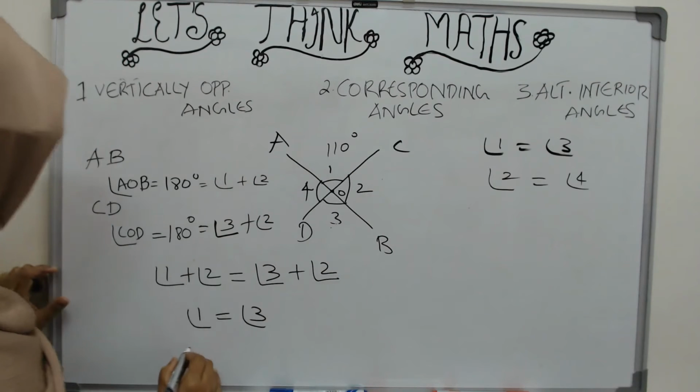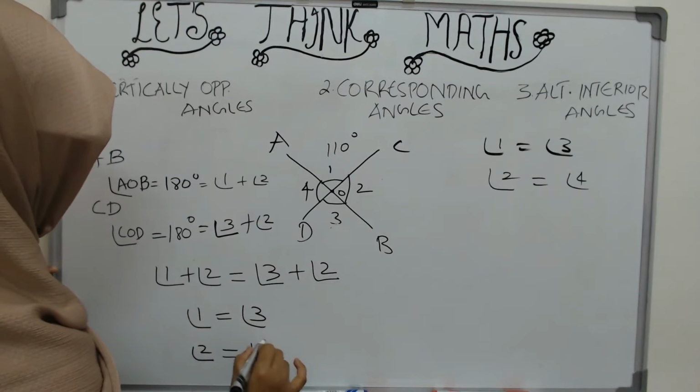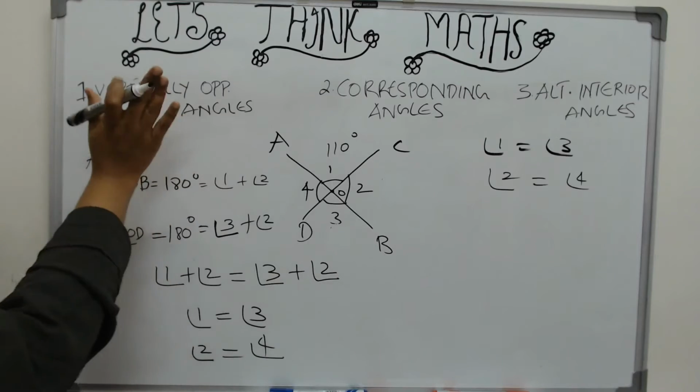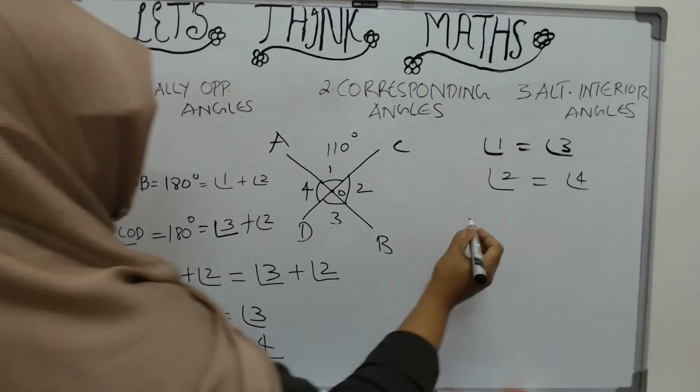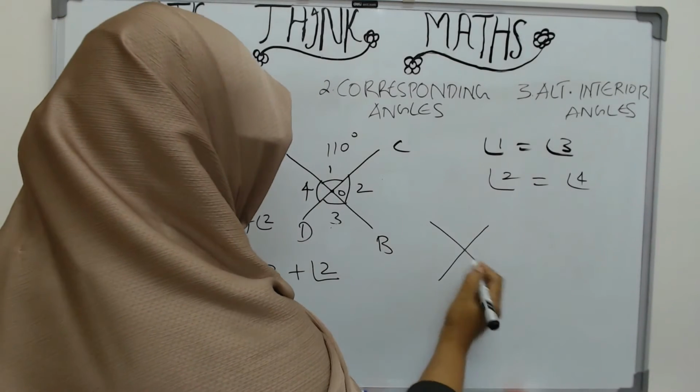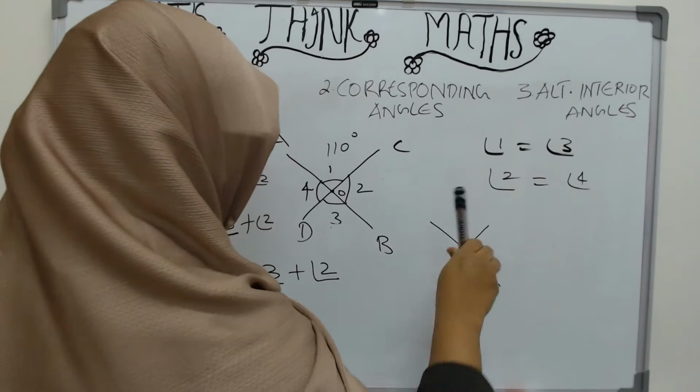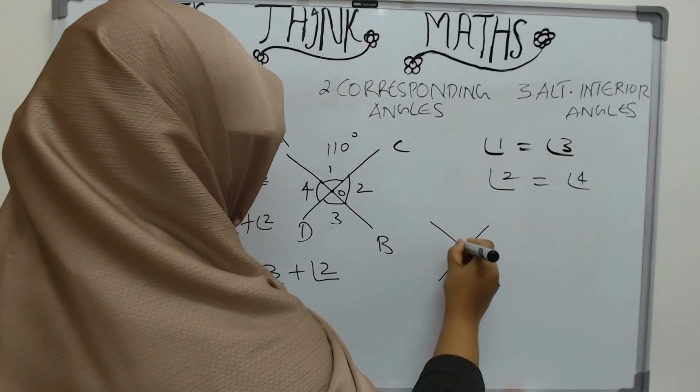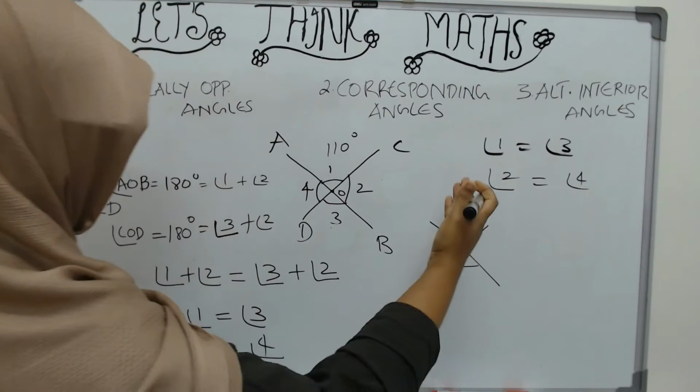Similarly, we can prove that angle 2 is equal to angle 4. So, thus the vertically opposite angles, whenever you see the English alphabet X, this is the vertex, then these two will be equal. This one here and this one here will be equal.